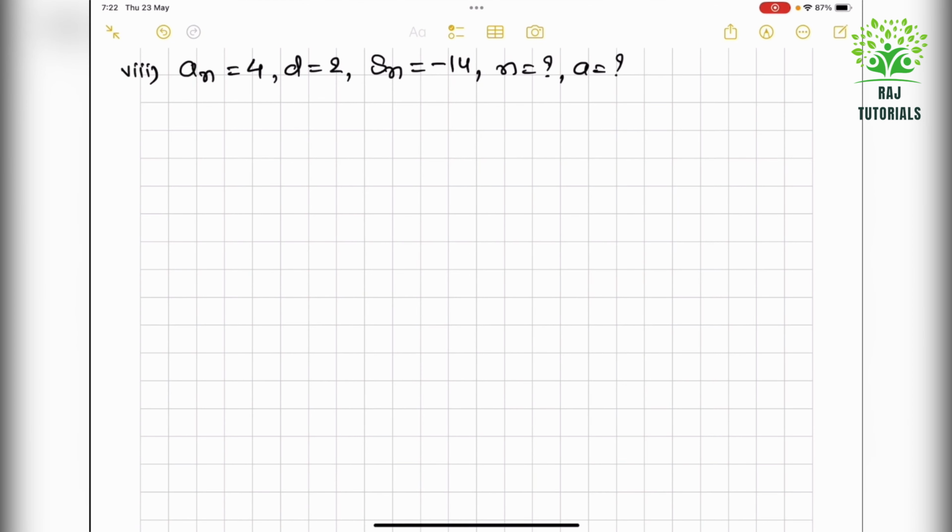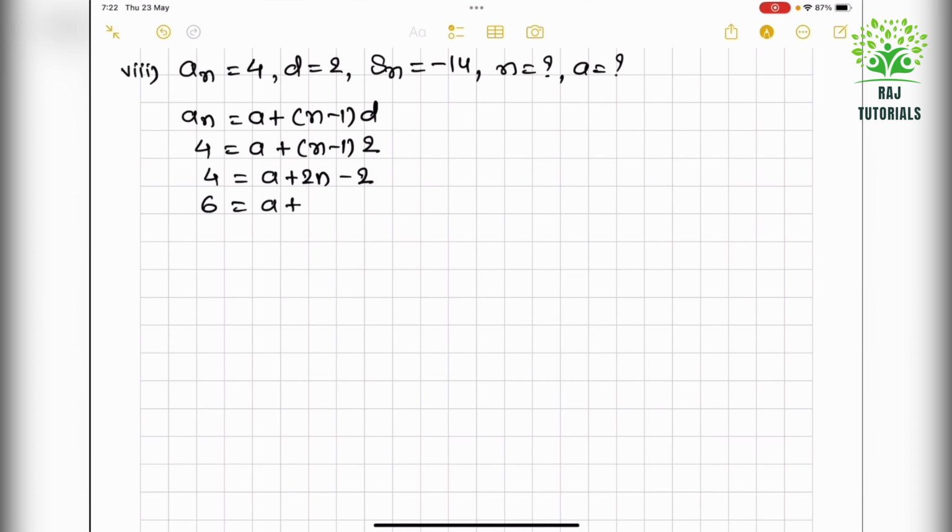Here we are given an, d and Sn, and n and a we have to find. So again, using the formula an equal to a plus n minus 1 d. So 4 equal to a plus n minus 1 into 2. 4 equal to a plus 2n minus 2. So 6 equal to a plus 2n. Therefore I can say a equal to 6 minus 2n.